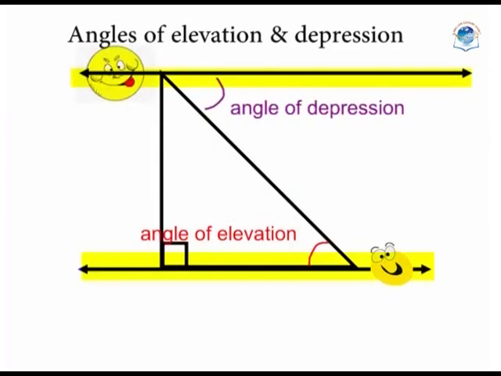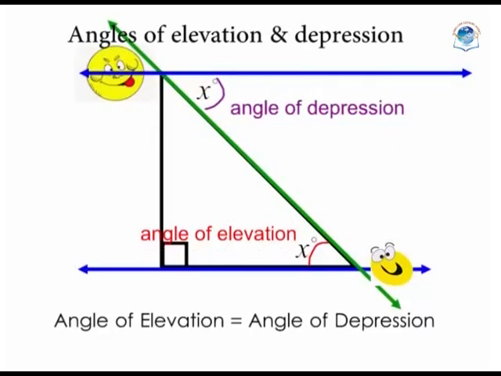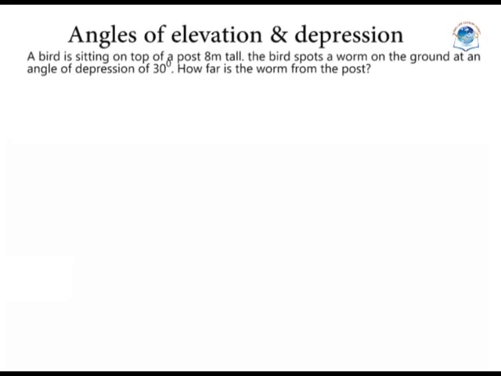And now we have two parallel lines and a transversal cutting across each line. It should be rather obvious, really, that the angle of depression is alternate to the angle of elevation, and so they are equal. Let's take an example. A bird is sitting on top of a post that is 8 meters tall. The bird spots a worm on the ground at an angle of depression of 30 degrees. How far is the worm from the base of the signpost?